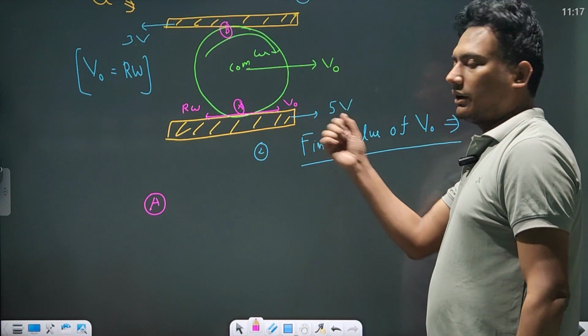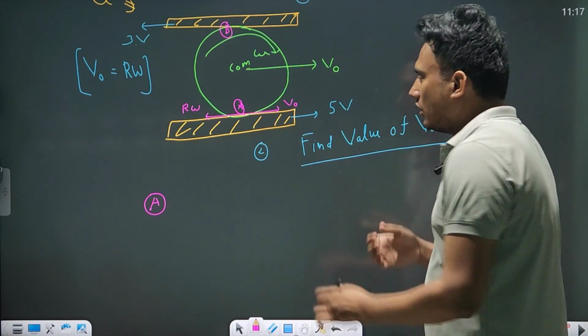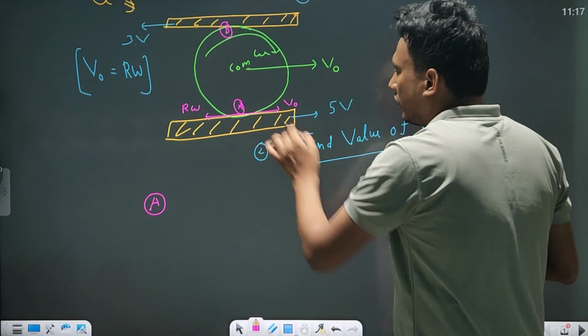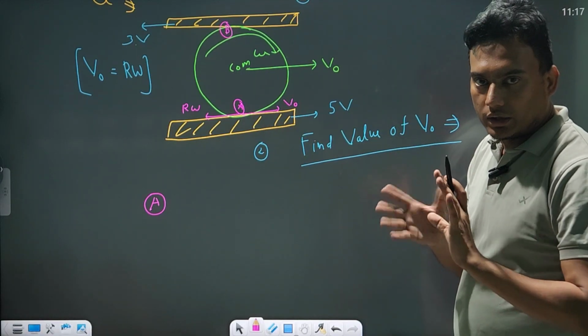So V naught acts in the rightward direction and R omega in the leftward direction, and both speeds should be equal. This is the condition of pure rolling. At the point of contact, the wheel and the platform both should have equal speed.